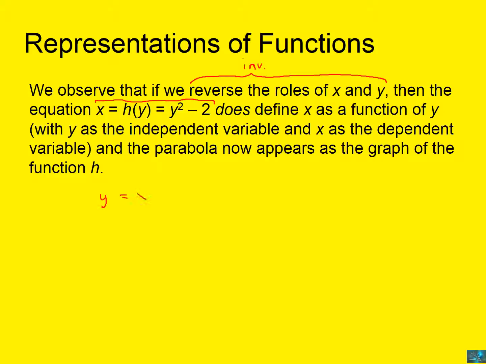Because then we'd have y equals x squared, and in that case we would have y equals x squared minus 2. We would have a graph that looks like this, something which passes the vertical line test, and now we have a function.